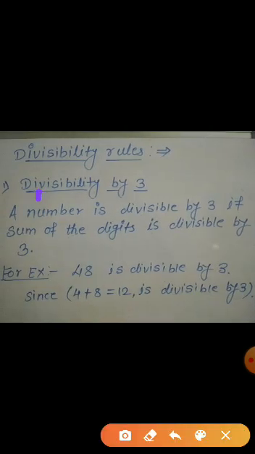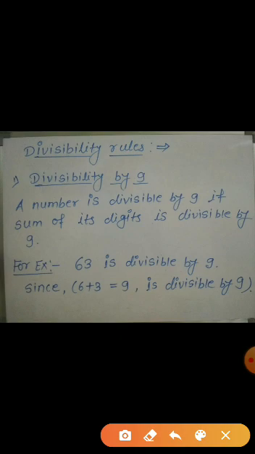Divisibility by 3. A number is divisible by 3 if the sum of the digits is divisible by 3. See here, 48 is divisible by 3. How can we identify it? You have to add the digits of 48. If you add the digits of 48, what do you get? 4 plus 8, 12. And 12 is divisible by 3, isn't it? So we can say that the number 48 is also divisible by 3.